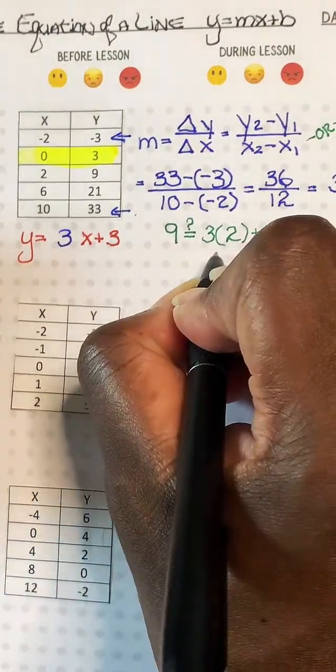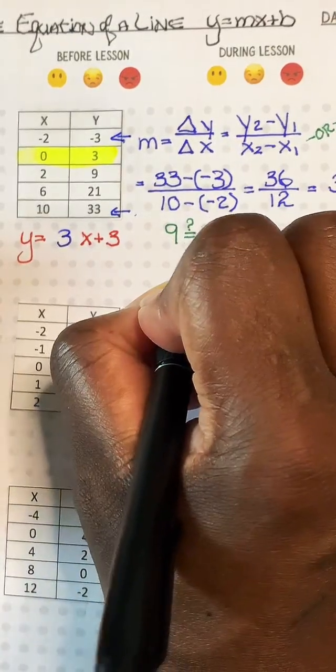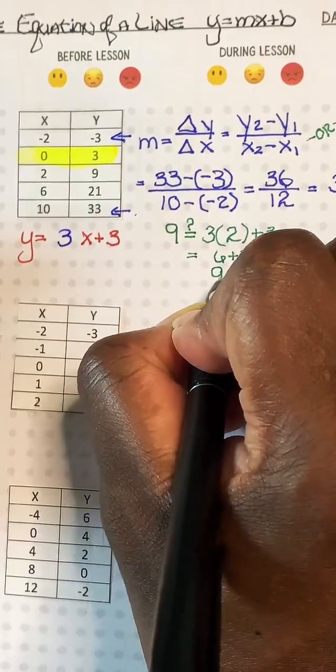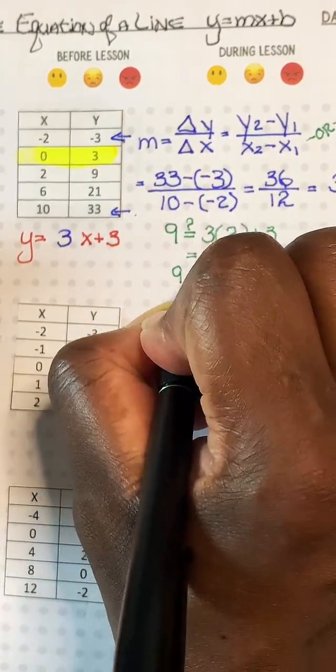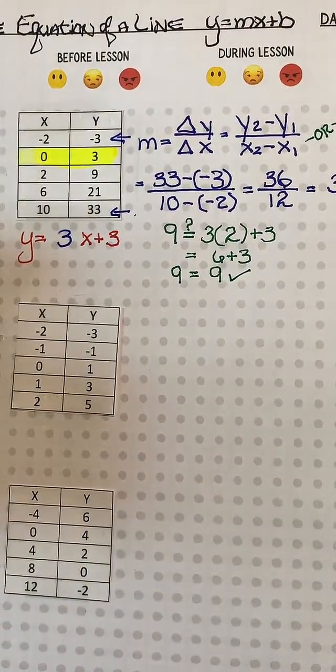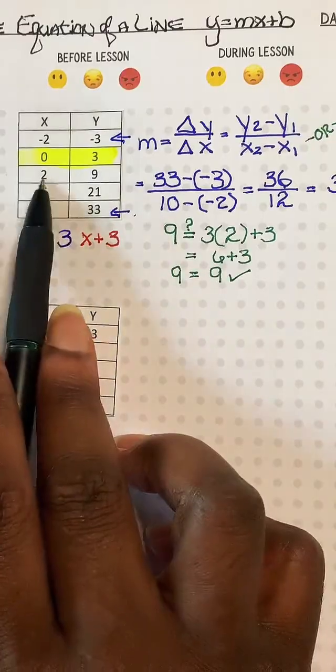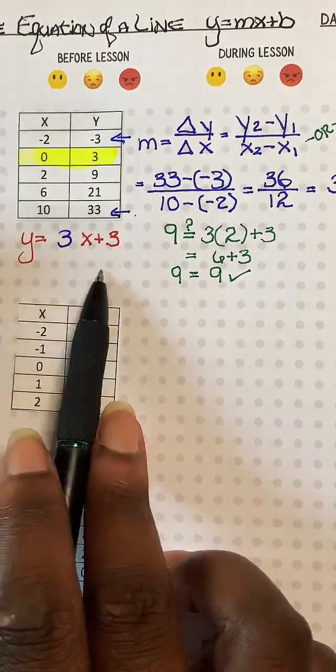3 times 2 gives me 6. 6 plus 3, guess what? That gives me 9. So we have 9 equals 9. That is a true statement because 9 can equal itself. So that's telling me that the point (2, 9) does work for that equation.